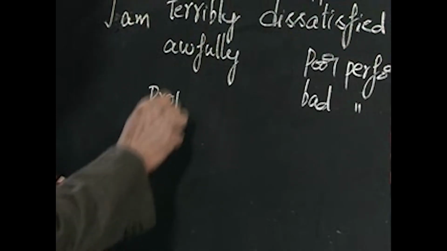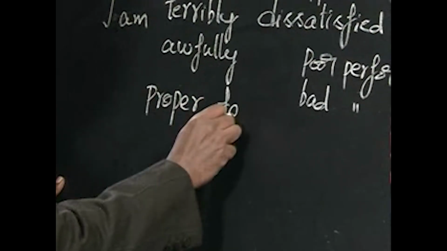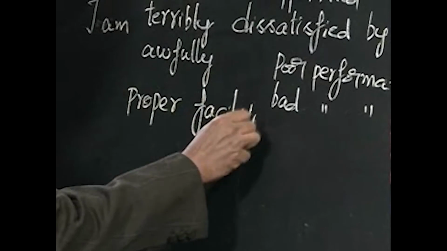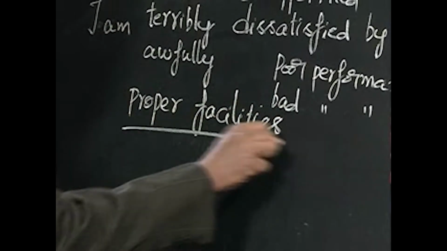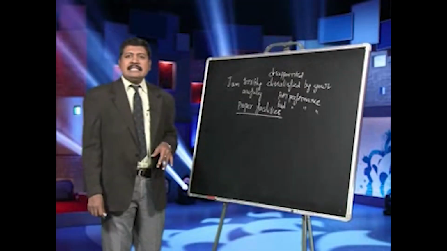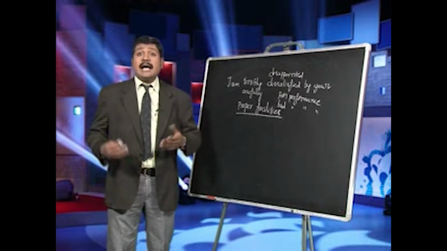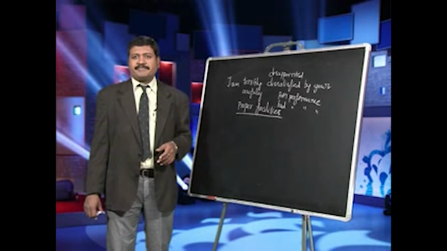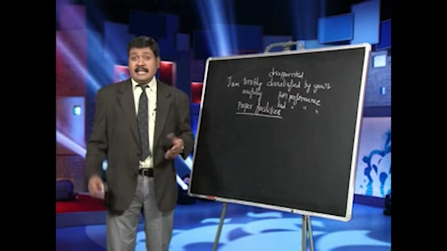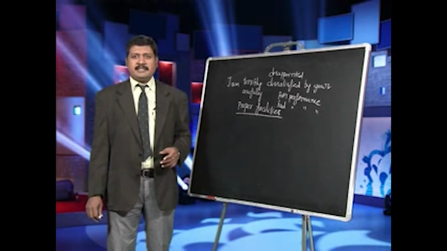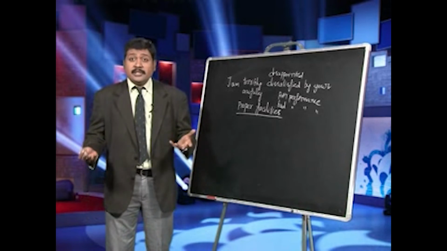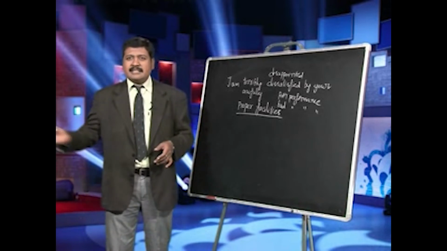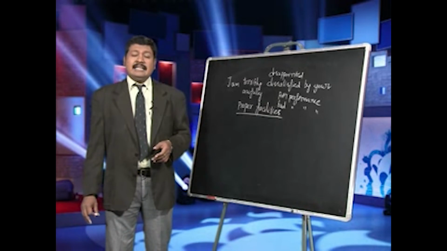proper facilities. We do not have proper facilities. Facilities, the other synonym for facilities is amenities. There is no proper playground for us to play. There is no proper scope given to us. We are not given proper opportunities. Different words are used at different places.